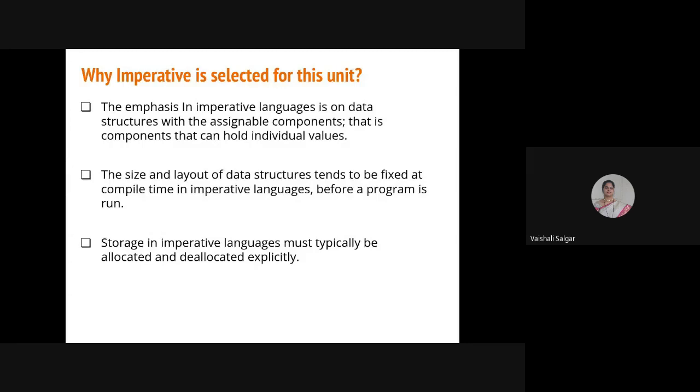So the size and layout of a data structure tend to be fixed at compile time in imperative language, before a program is run. So what is the meaning when we say the size and layout of a data structure? Before I explain it to you, can you just tell me what are the basic data types you have learned previously?